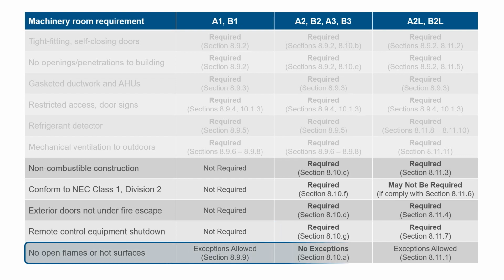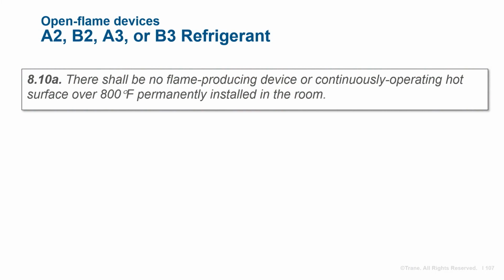And finally, the standard includes requirements related to the use of open flame devices or hot surfaces inside a machinery room. Now, there's often some confusion about this last one, especially since chillers and boilers sometimes share the same mechanical space in a building. Again, the requirements vary based on the refrigerant safety classification. For a flammable refrigerant in group A2, B2, A3, or B3, the standard explicitly prohibits any flame-producing device or hot surface from being installed in the same machinery room.